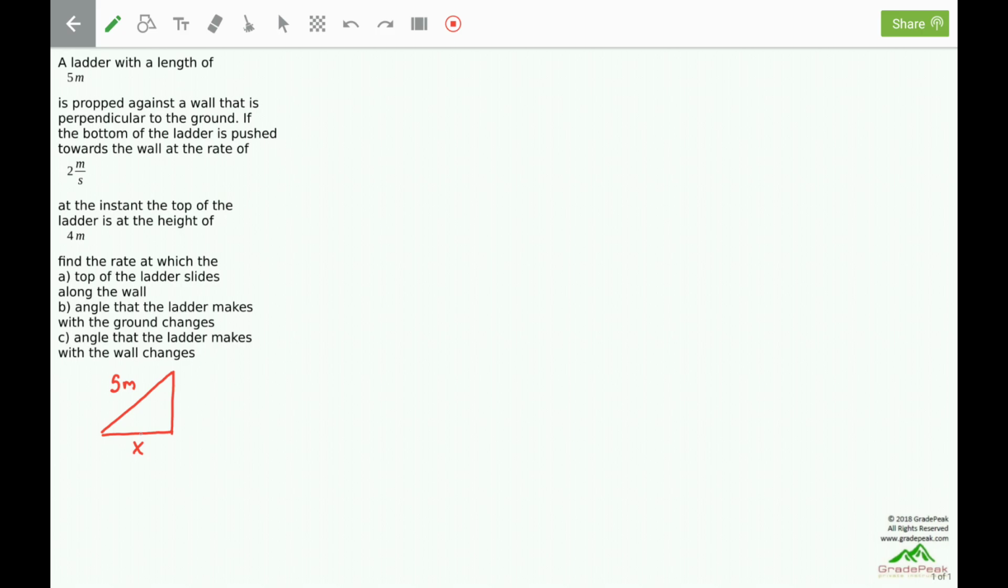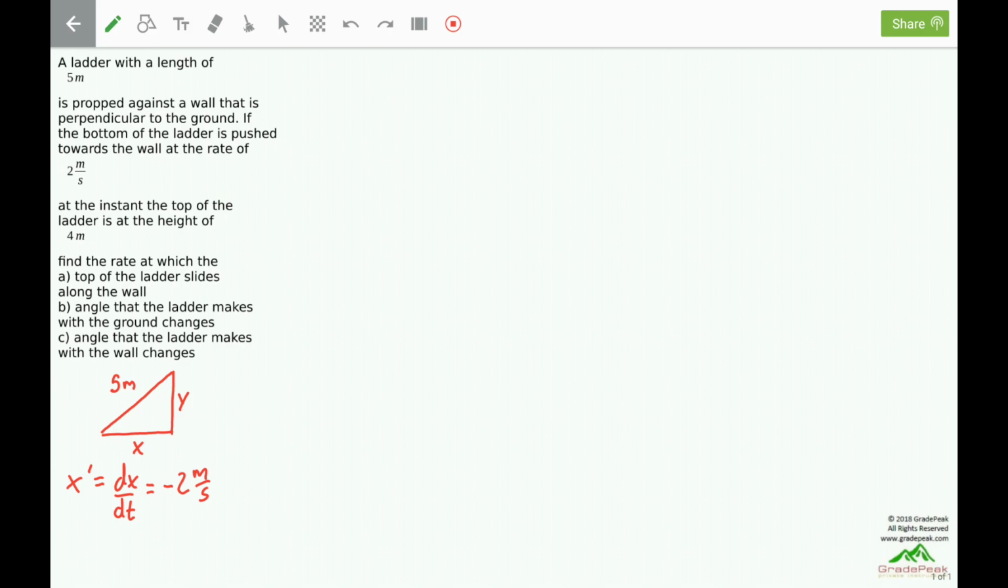As the bottom is pushed towards the wall, the top of the ladder will itself slide along the wall, so that side will also change. Let's label that as Y. Since the bottom of the ladder is being pushed towards the wall, the X will be decreasing. So the rate of change of X, x prime, or dx/dt will be a negative number, and the rate given to us is 2 meters per second, the rate at which it's being pushed towards the wall.